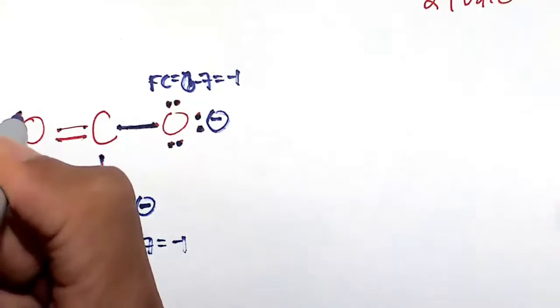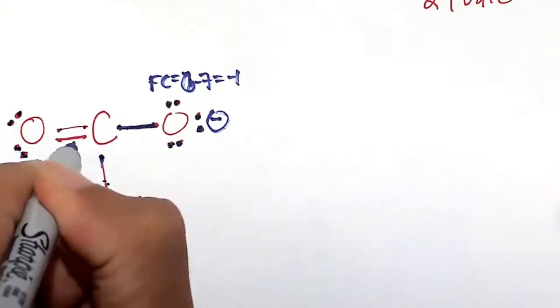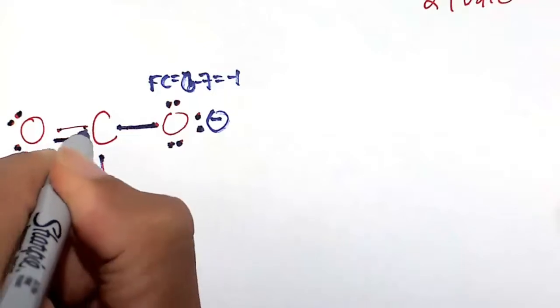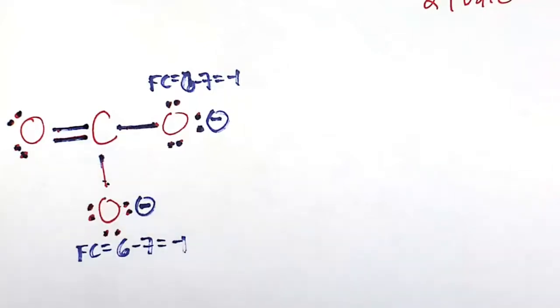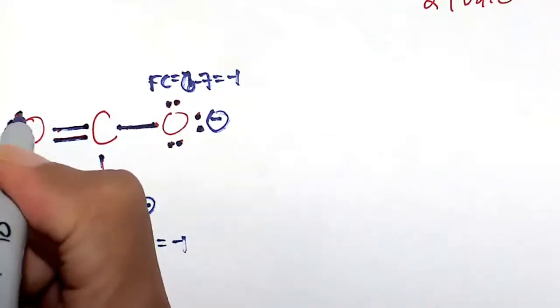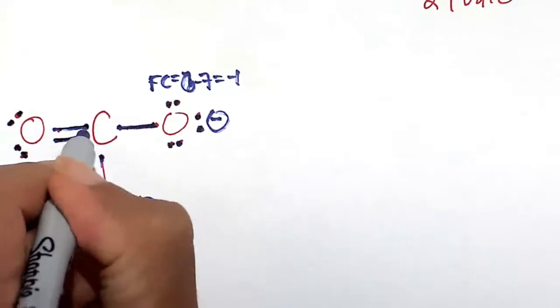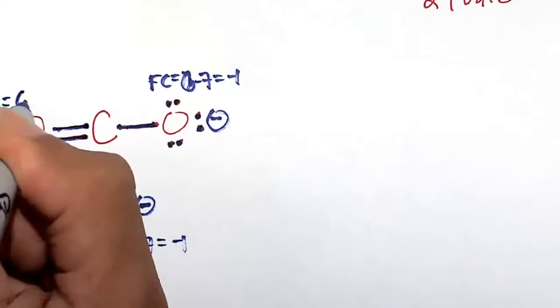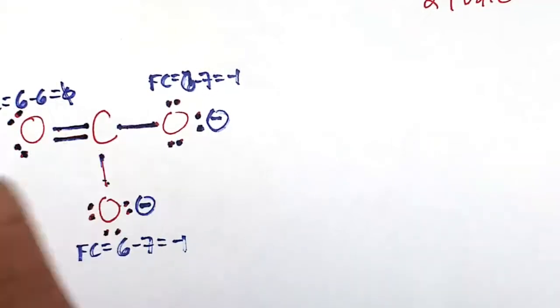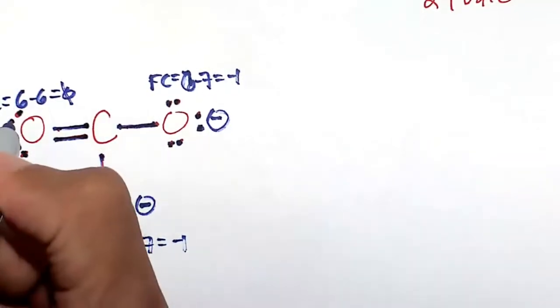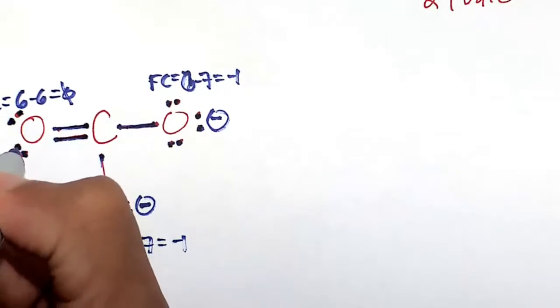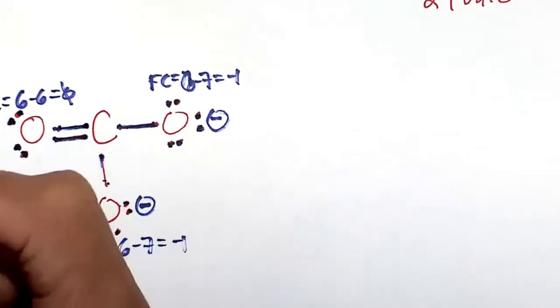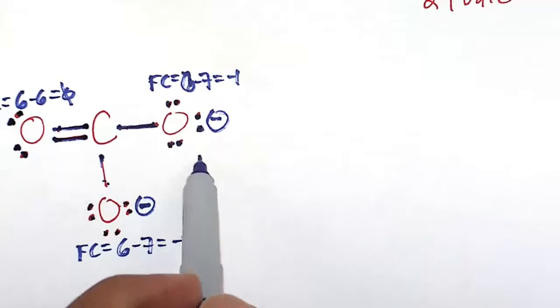Formal charge on this oxygen, 1, 2, 3, 4, 5, and 6. They get counted as 1. Again, 1, 2, 3, 4, 5, and 6. Formal charge. Oxygen happy at 6. 6 minus 6 is 0. Octet rule. Count everything as 1. 1, 2, 3, 4, 5, 6, 7, 8. This satisfies the octet rule.